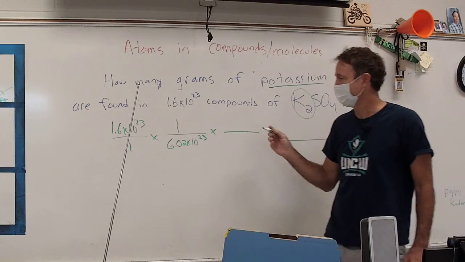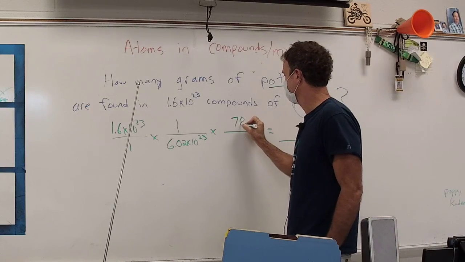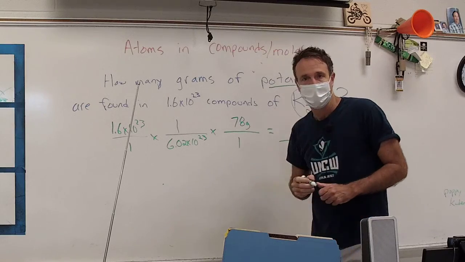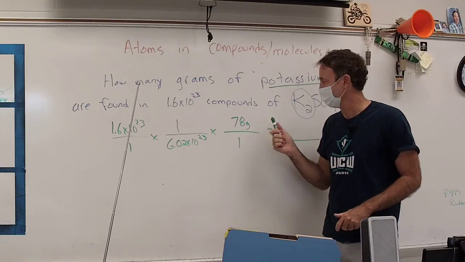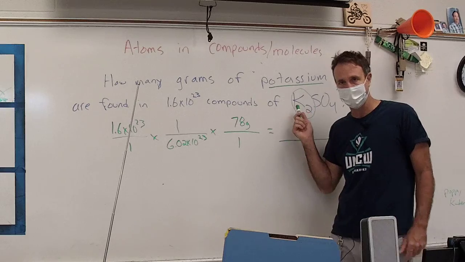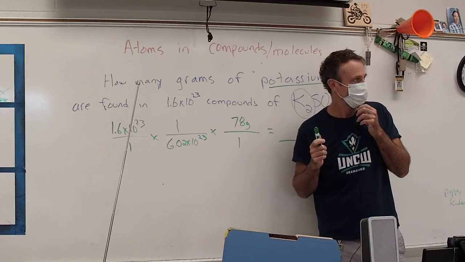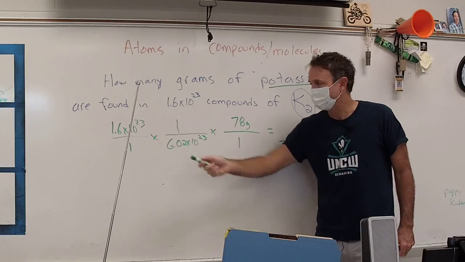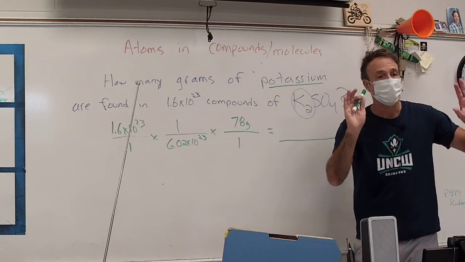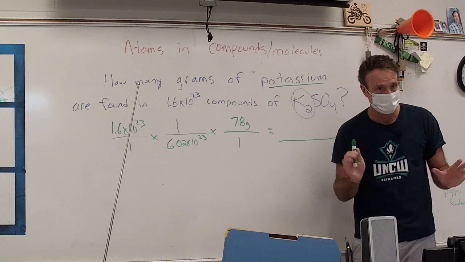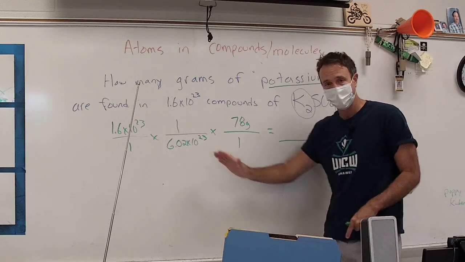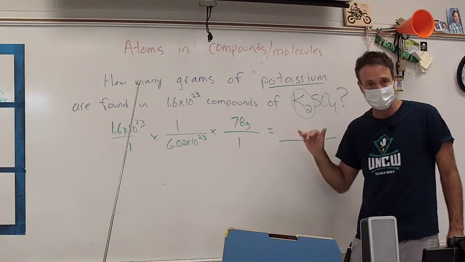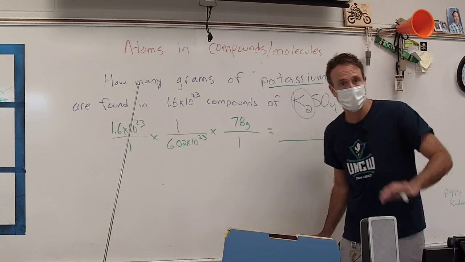2 Ks would be 78 grams, right? If you're at home, potassium has a mass of 39, right? So does that make sense? That's one way to do this problem. Another way to do this problem would be this. So look, if you want to do it the first way, that's great. Now let me show you the other way.